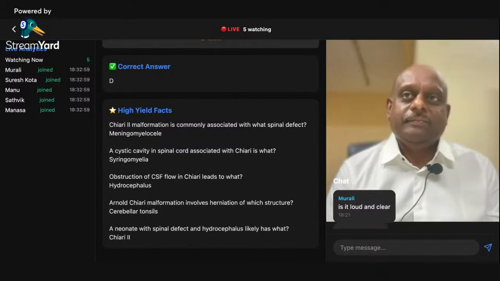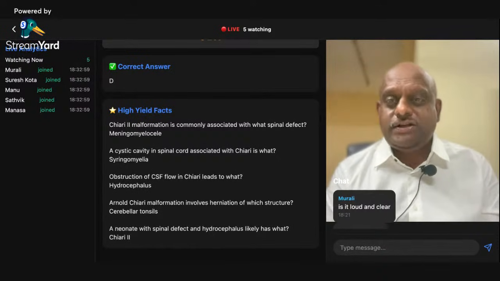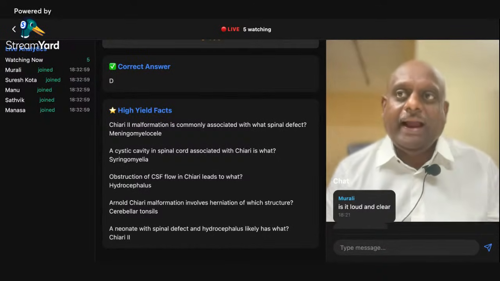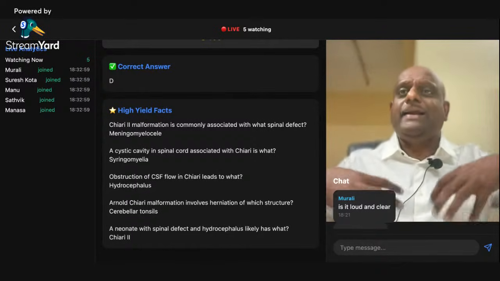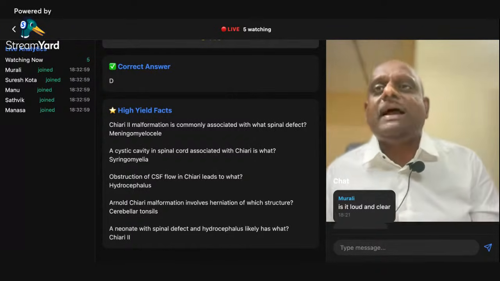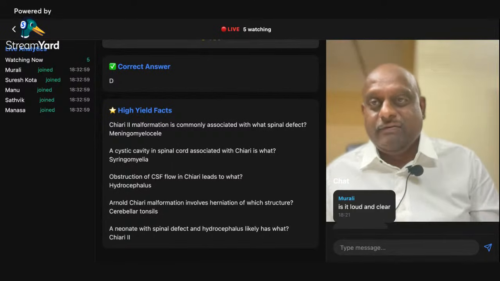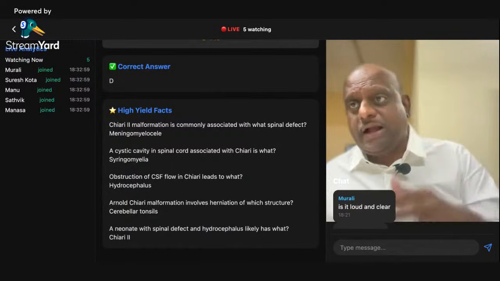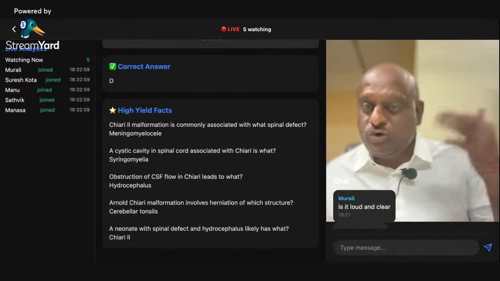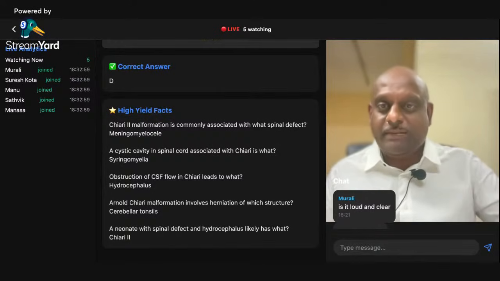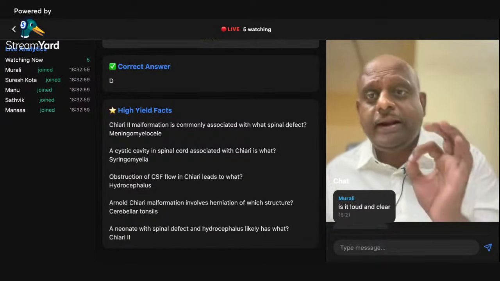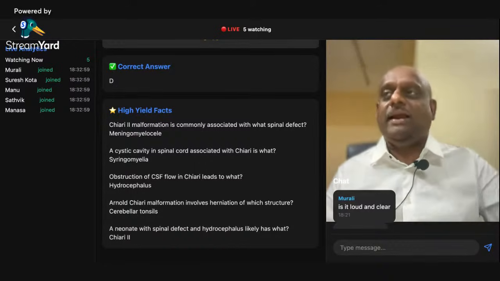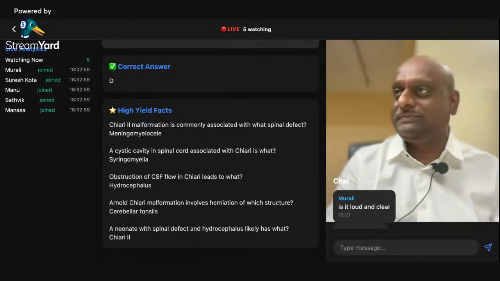And we also find syringomyelia. And cerebellar tonsils will herniate in case of Arnold-Chiari malformations. Whenever there is any spinal defect with hydrocephalus, tomorrow in the NEET PG exam if a question comes, you should be able to answer it as Chiari 2 malformation is what you need to remember.